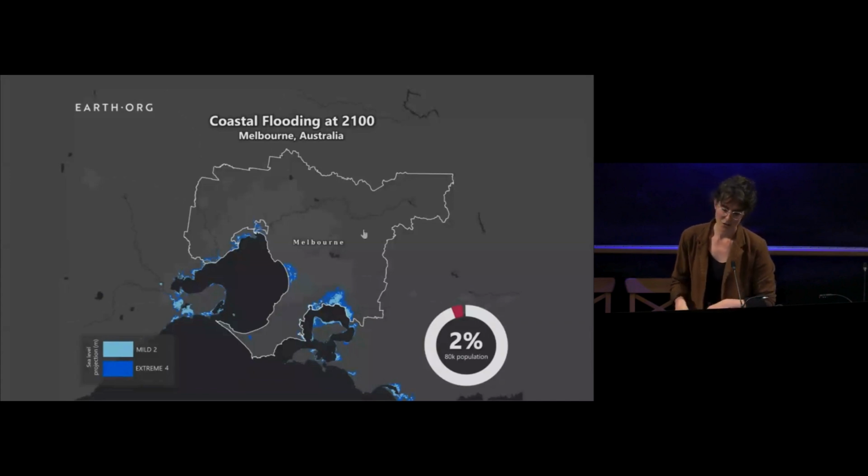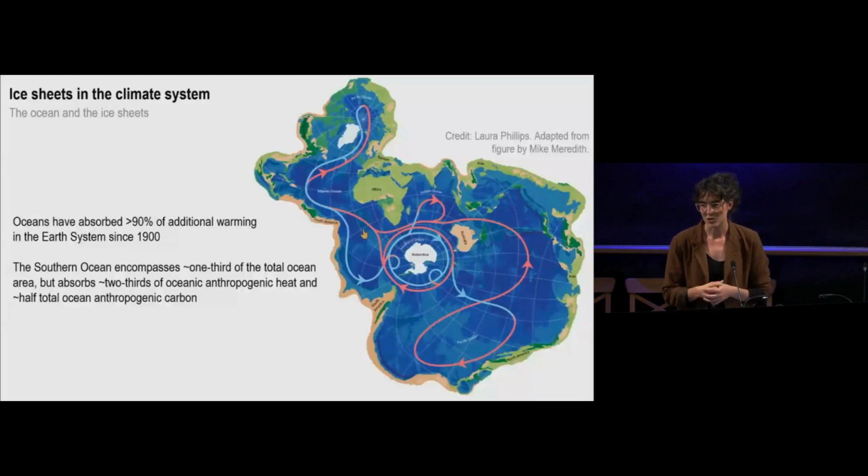And this is a very Melbourne-centric talk, I'm sorry, but this is an image from earth.org which shows coastal flooding at 2100 under mild and extreme scenarios of sea level rise, and you can see that about 80,000 people are likely to be impacted by projected changes in the sea level in coastal regions of Melbourne by the end of the century.